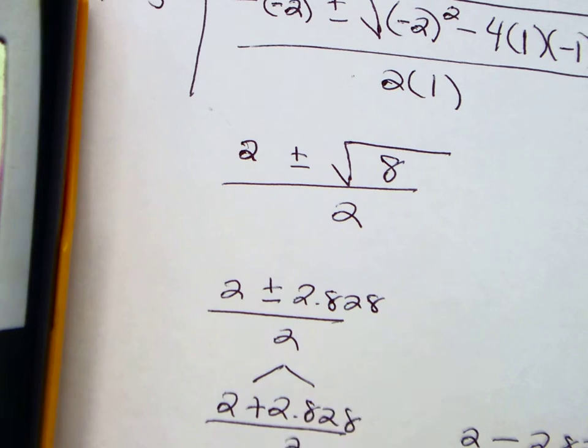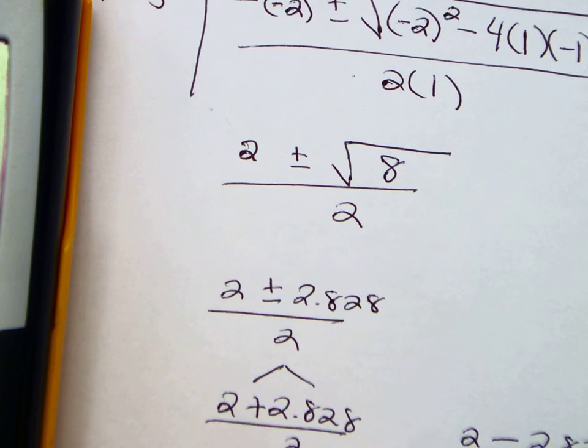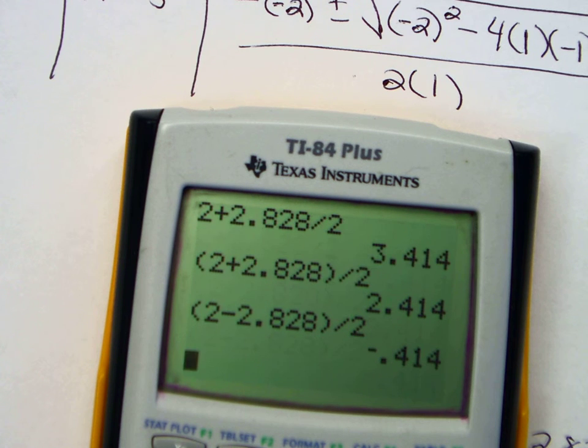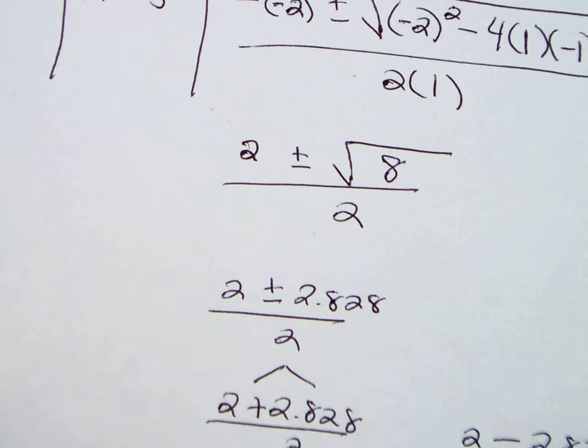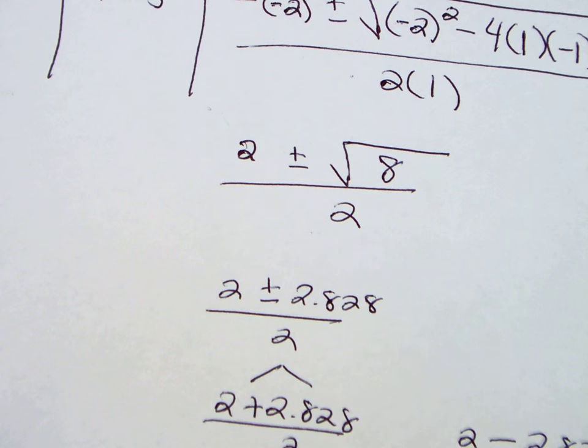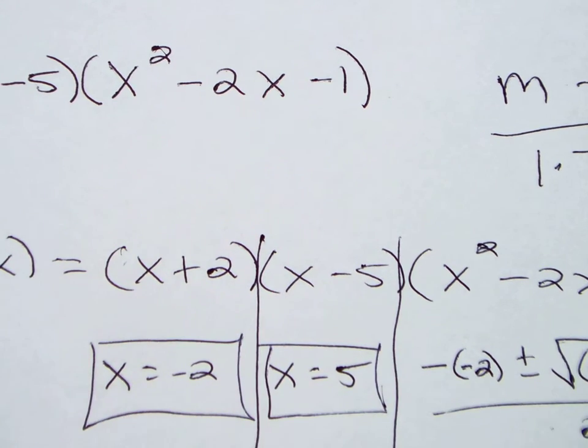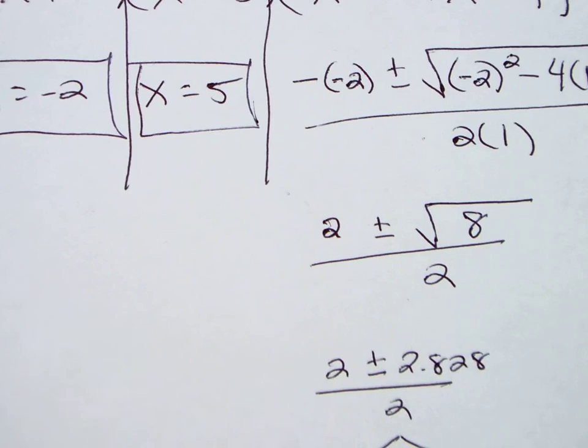side. So you get 2.414. Now I'm going to do the subtraction. And if you do it like that, that's nice. Hit second, enter, and just change it to a minus. Quick. Negative 0.414. And you are done. There's 1, 2, 3, and 4. And those are the roots.